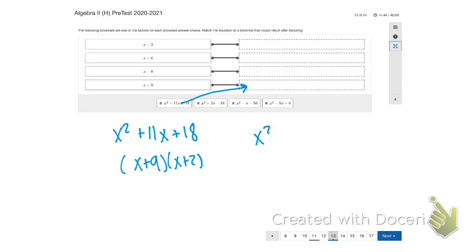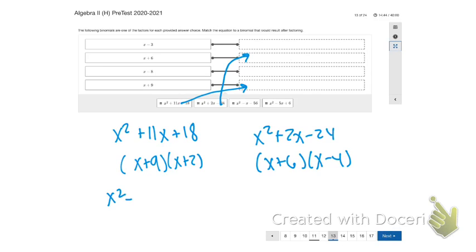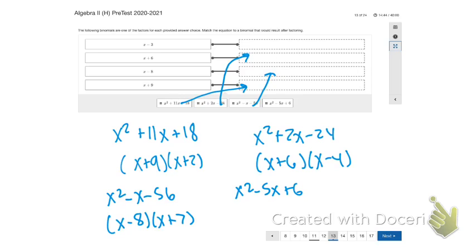All right, the next one, x squared plus 2x minus 24. What multiplies to -24 and adds to 2? So that is going to be x plus 6 and x minus 4. Next one, x squared minus x minus 56. Again, multiplies to negative 56 and adds to negative 1. So x minus 8 and x plus 7. And then the last one multiplies to a positive 6 and adds to a negative 5. Now be careful on this one. So this is going to be x minus 3 and x minus 2.